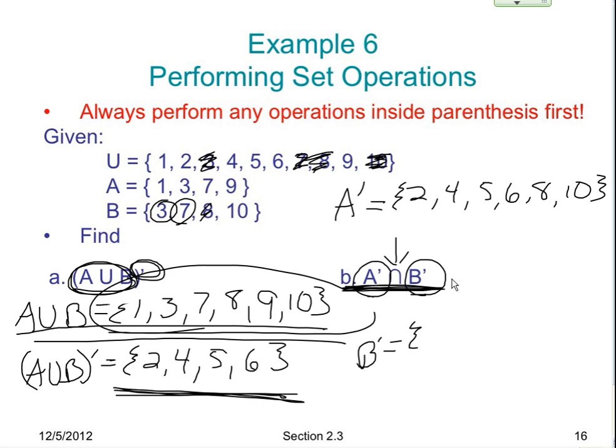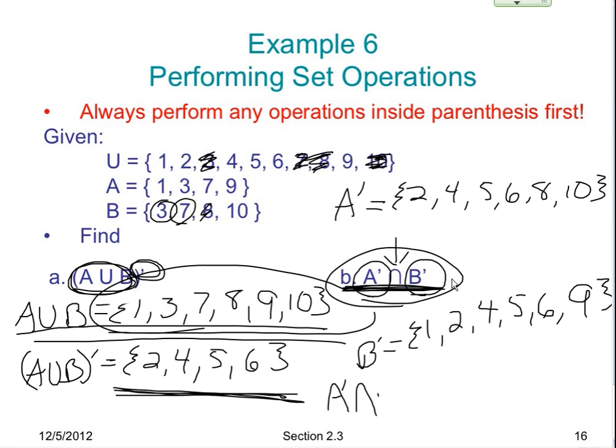And finally, we want the intersection of the two sets that we just found. So the intersection, what do they have in common? A complement intersect B complement. They both have a 2. They both have a 4. They both have a 5. And they both have a 6.